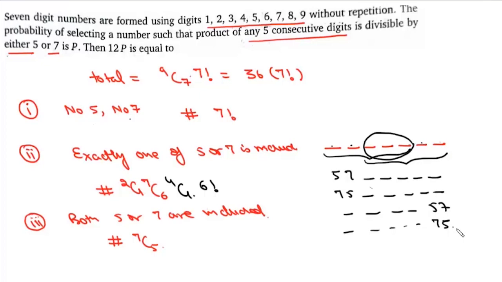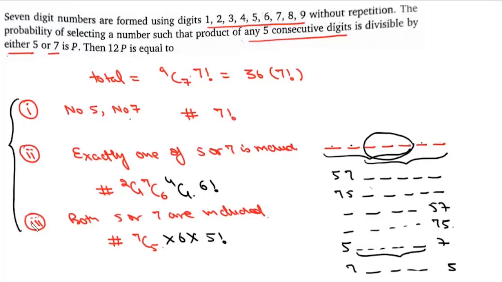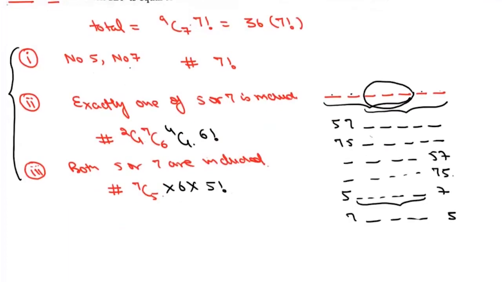75. Then there is this another possibility when the number starts with 5 and ends with 7. So we have a group of 5 which is not divisible, or it is 7 and 5. So we'll have 6 cases in which we can position 5 and 7. So it will be this into 6, and then we can arrange these remaining 5 numbers in factorial 5 ways. So these are the possible cases where the number formed is such that any 5 consecutive digits are not divisible by either 5 or 7. Now we'll calculate this probability using exclusion.